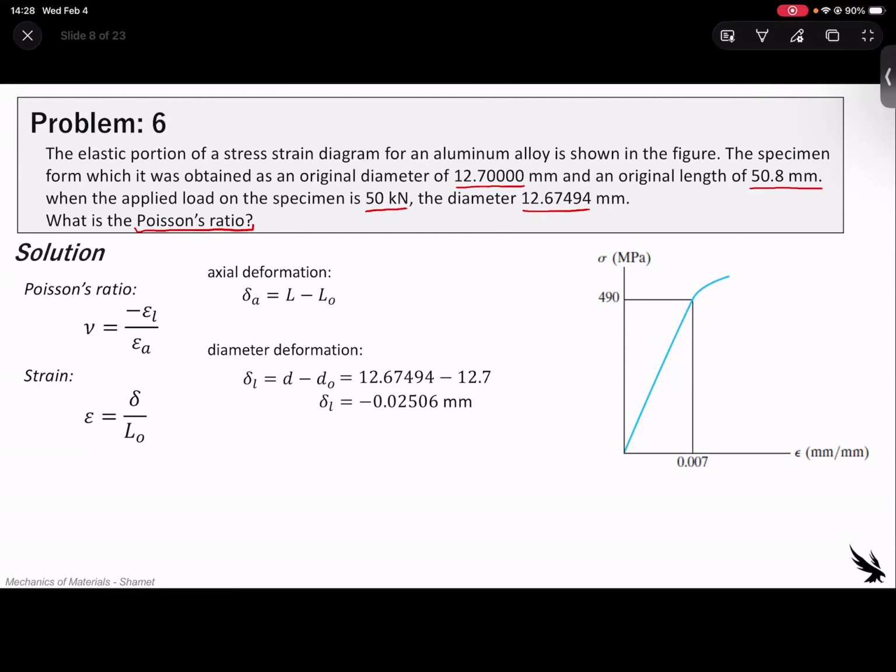Now, the axial deformation we're not given. We know that the original length is 50.8 millimeters, but how can we find the new length? Well, the new length we can find from the stress strain diagram itself. So we see that it's following this slope here of the Young's modulus.